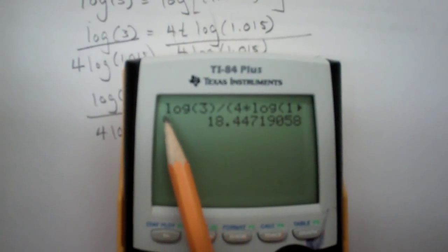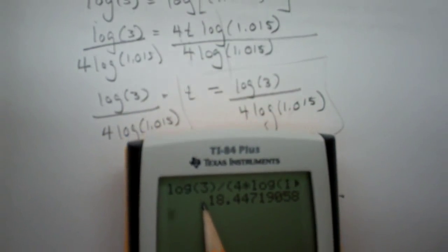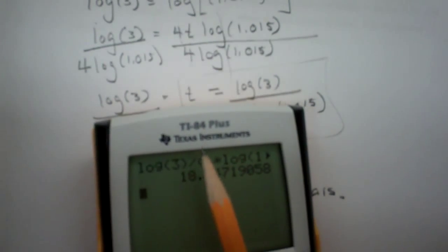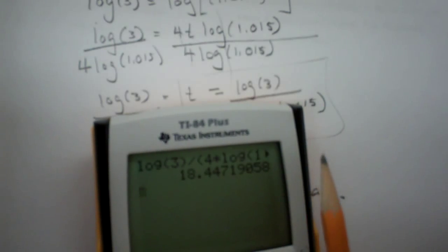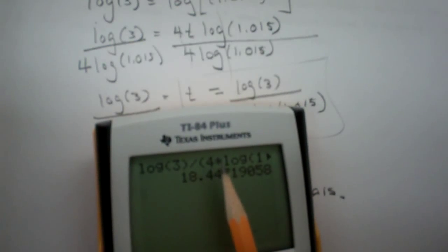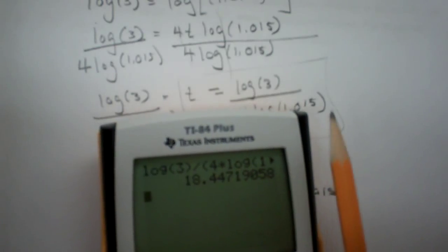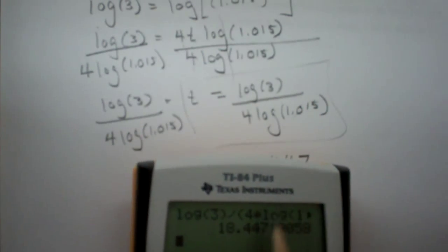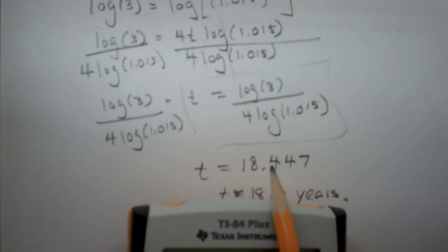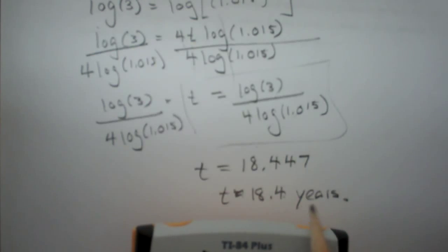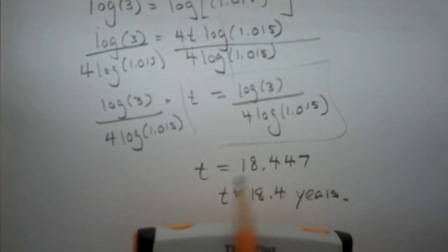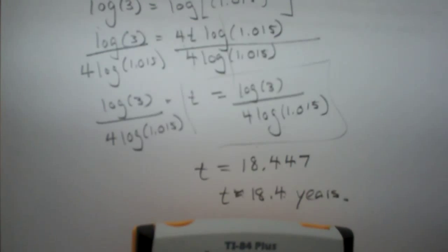Good. I'll just show you how I got that on the calculator here. I typed in the log of 3 divided by, I used parentheses to put my entire numerator in parentheses, 4 times the log of 1.015. I pressed enter. It gave me this. I rounded that to the nearest tenth. Here's our answer to the nearest tenth: 18.4 years until our money will triple.